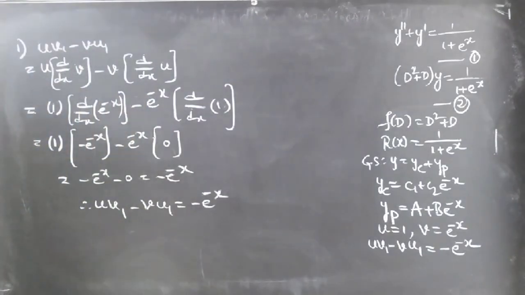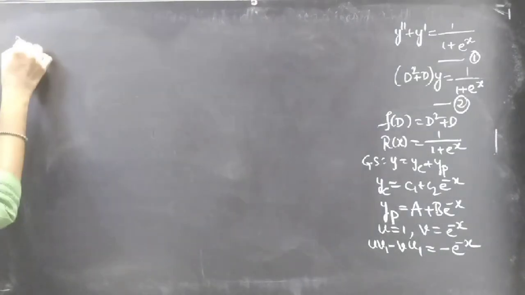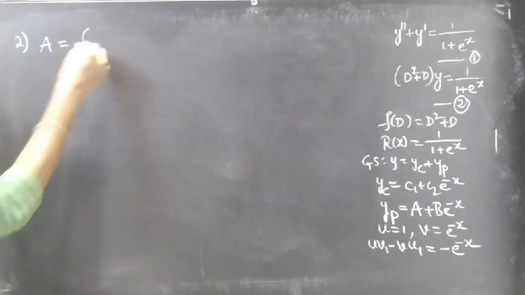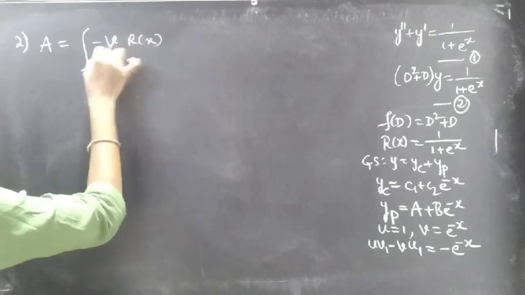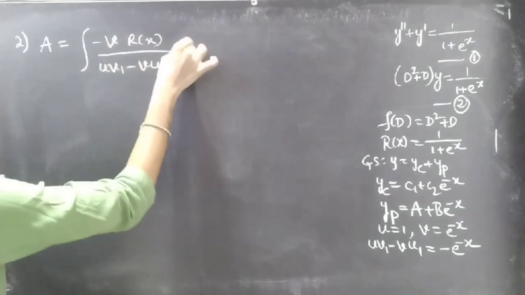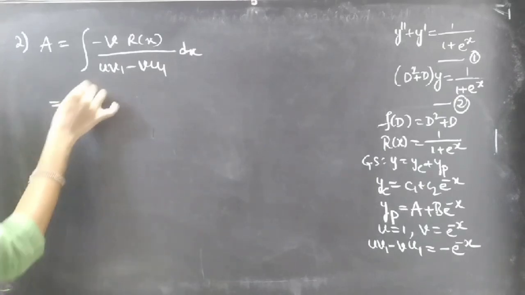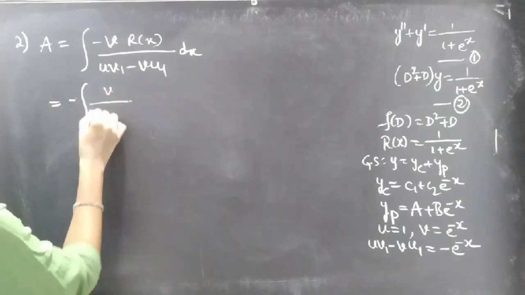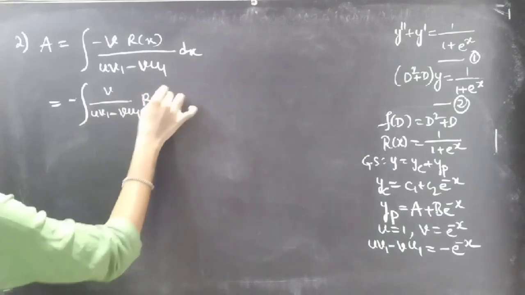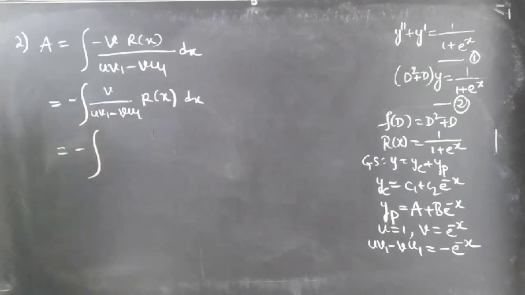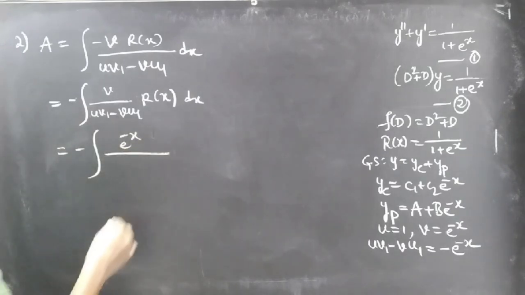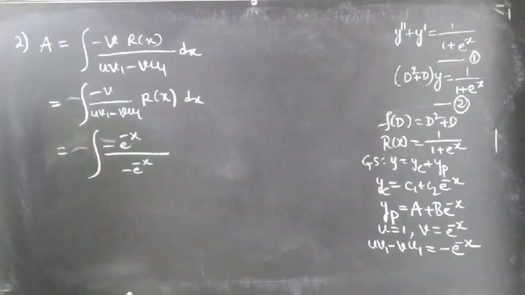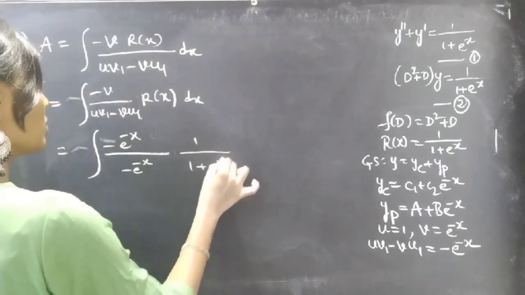Now coming to A. A is given by the integral of -v R(x) / (u v1 - u1 v) dx, which equals minus the integral of v over (u v1 - u1 v) into R(x), for our convenience, into dx. This gives us minus the integral of v, which is e^(-x), over u v1 - u1 v, which is -e^(-x). Let's not take the minus outside the integral. R(x) is 1/(1 + e^x) into dx.